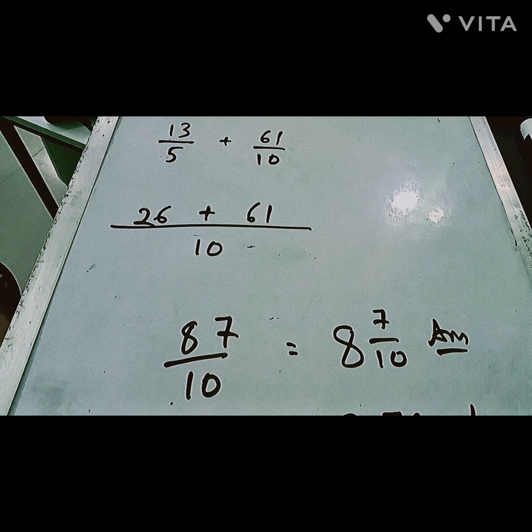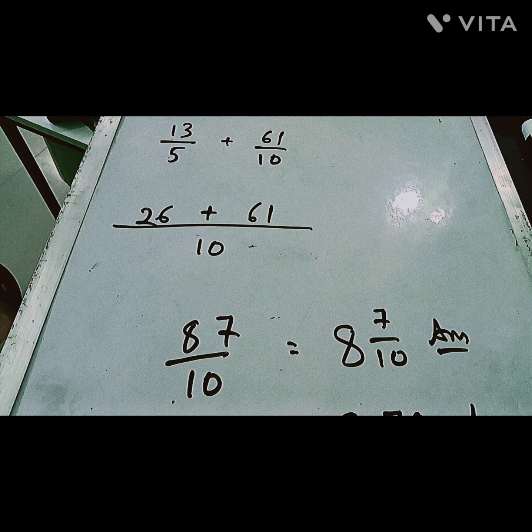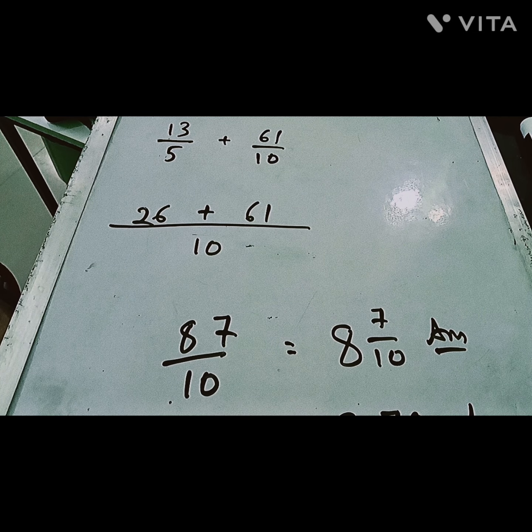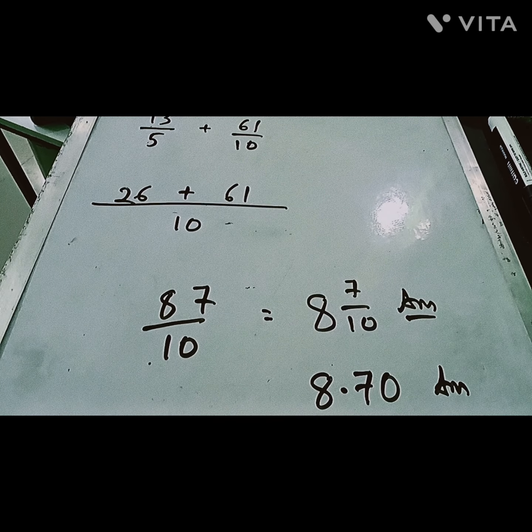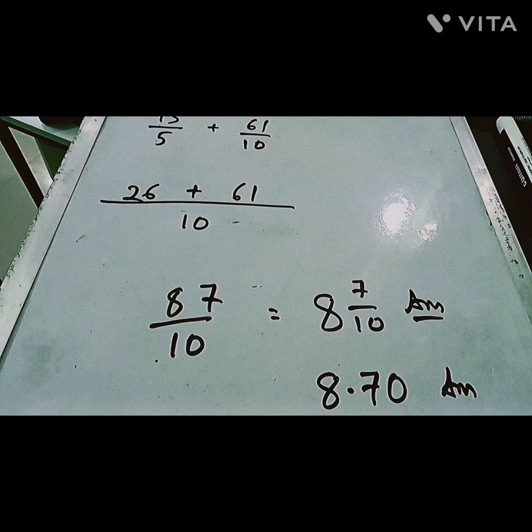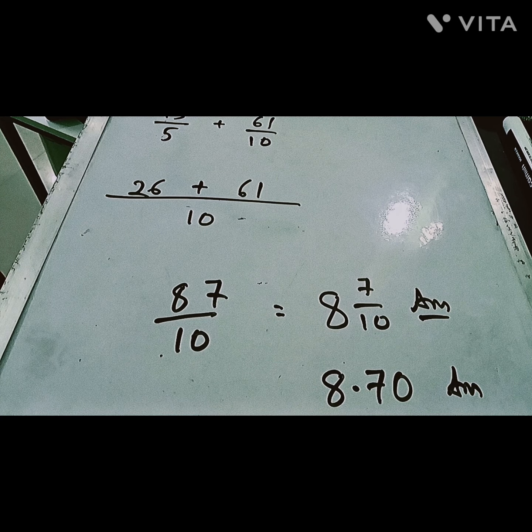That can be written as 8 tens, 8 tens are 80. Remainder is 7 by 10. So 8 and 7 by 10, or 8.70. We can also put the decimal, 8.70.